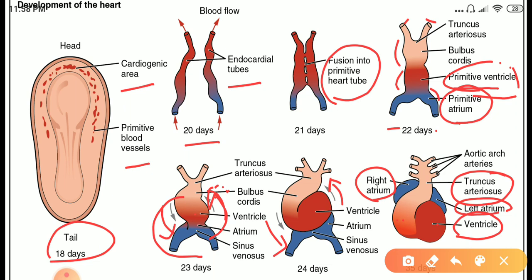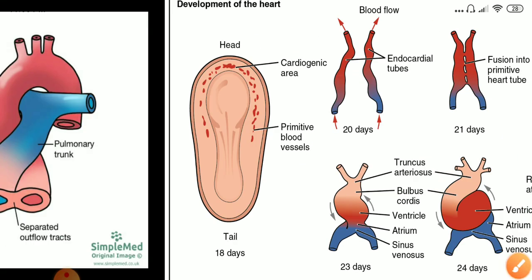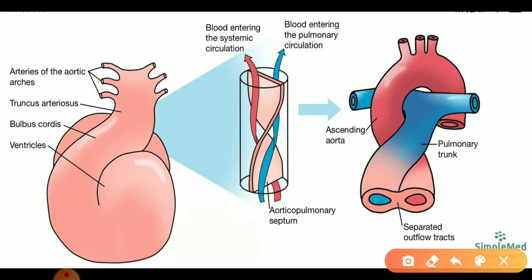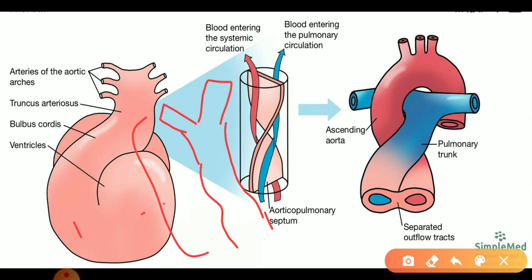But here we will not discuss all these things, only the part of the bulbus cordis, which leads to the formation of the main trunk. For that I have here the bulbus cordis. So this is the tube, this is the superior horn, and this tube. The whole tube is called the bulbus cordis.